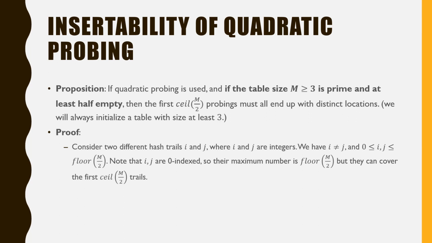We will start the proof with two arbitrary probings, the ith one and the jth one. As i and j are indexes of the probings, they are both integers and non-negative. They also must be smaller than or equal to floor m over 2. This is because i and j are zero-based, and the range between 0 and floor m over 2 contains ceiling m over 2 probings that are under discussion.